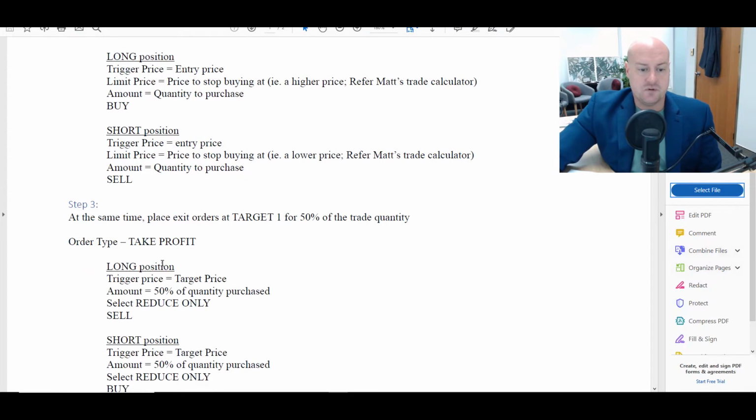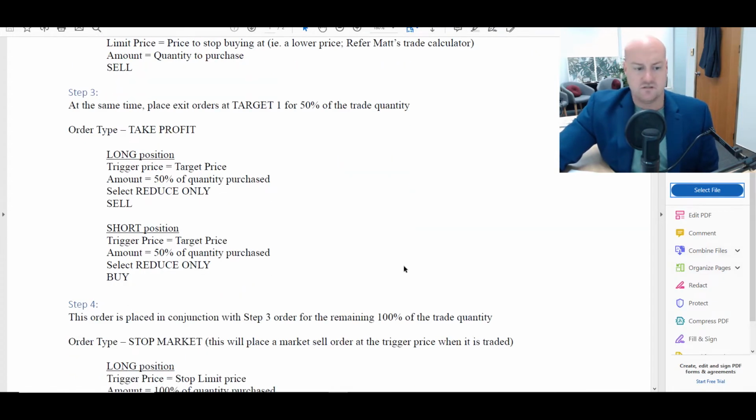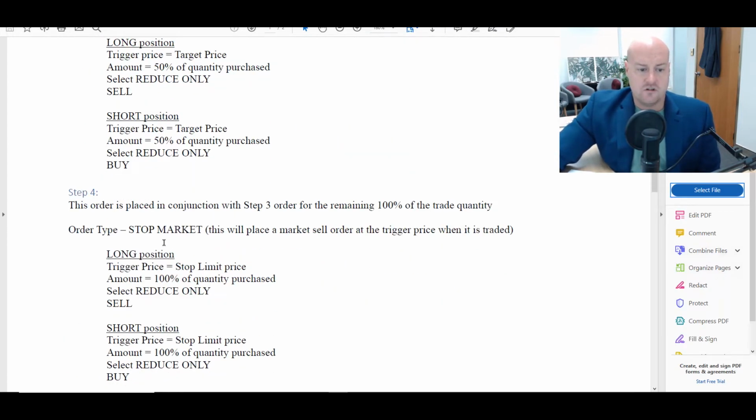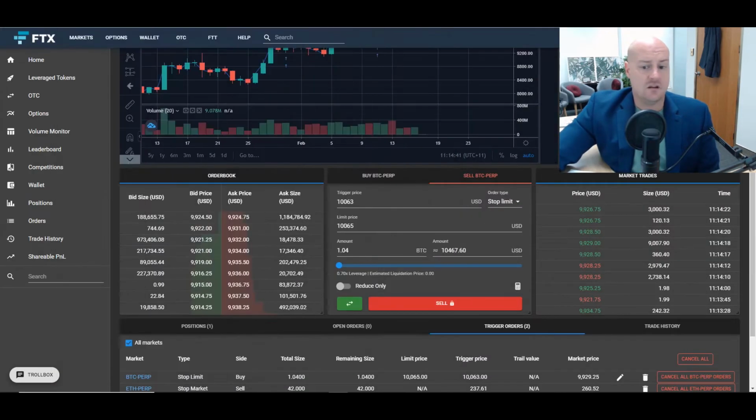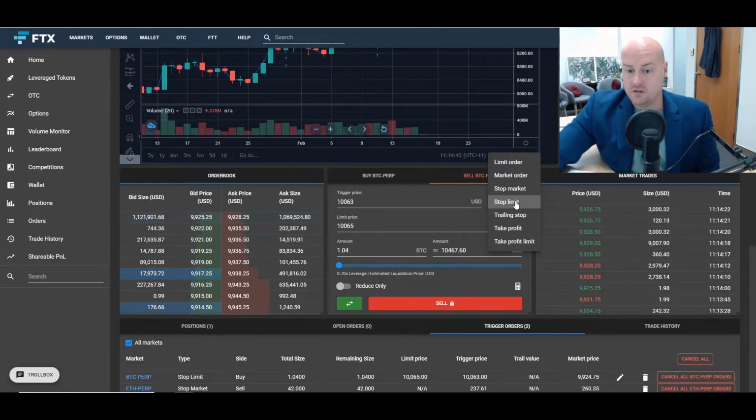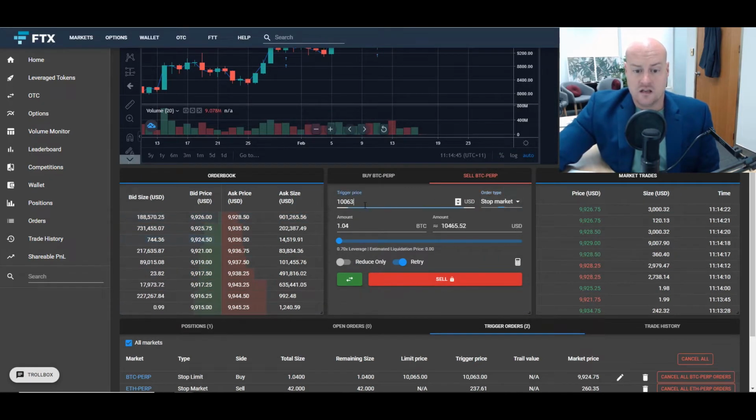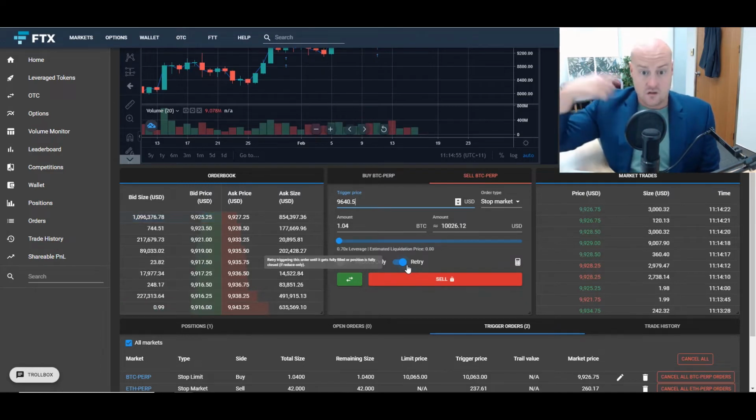Step 3 is to put in your target. I'm actually going to put my stop loss in first. So my stop loss is going to be a stop market. I'll just move this out of the way and do that. So not a stop limit. We're going to go stop market right here. And my stop loss was 9,640.5.